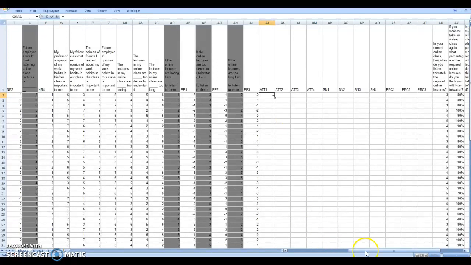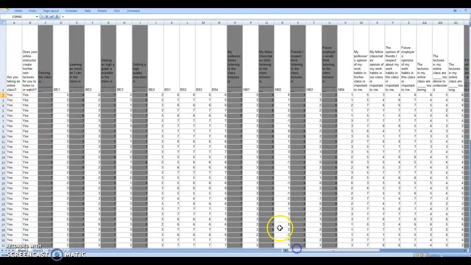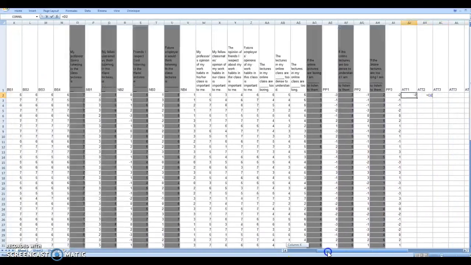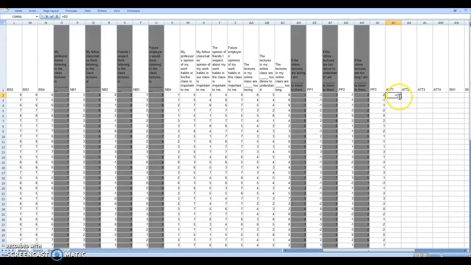Equal sign. For attitude 1, I'm going all the way over. The score for BE1, right? I just clicked on it. If I didn't hit enter, I just use the cursor to click on it. I'm going to scroll back over. It shows I selected D2. Hit star, asterisk, whatever you want to say. That's telling it it's going to multiply. That asterisk means it's going to multiply whatever it found in D2 by whatever I tell it to multiply by.